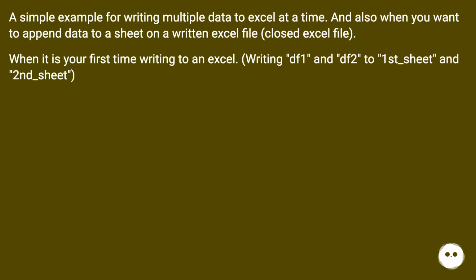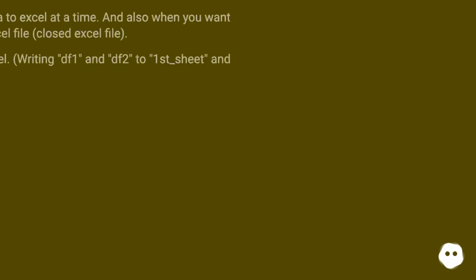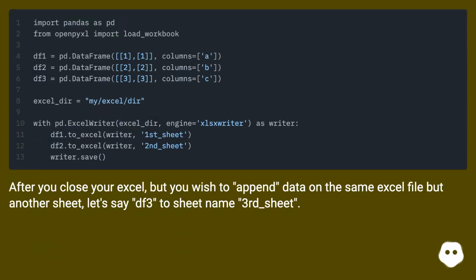A simple example for writing multiple data to Excel at a time. And also when you want to append data to a sheet on a written Excel file, a closed Excel file. When it is your first time writing to an Excel, writing df1 and df2 to 1st_sheet and 2nd_sheet. After you close your Excel, but you wish to append data on the same Excel file but another sheet, let's say df3 to sheet name 3rd_sheet.